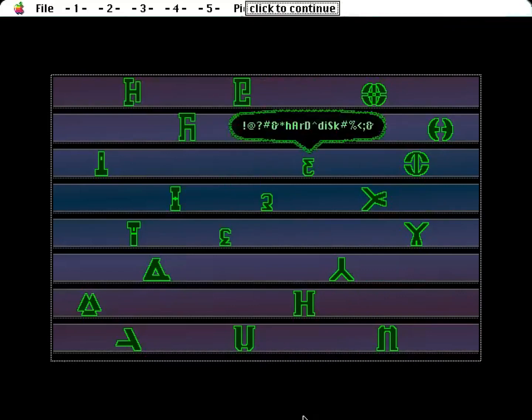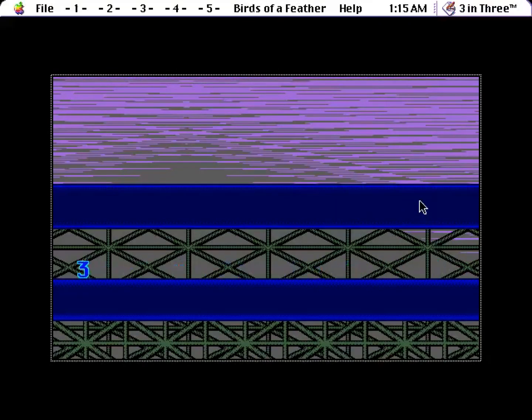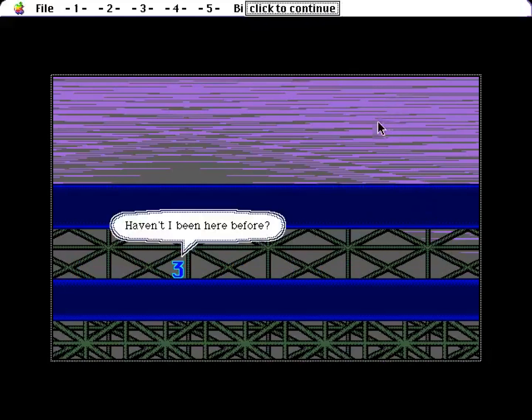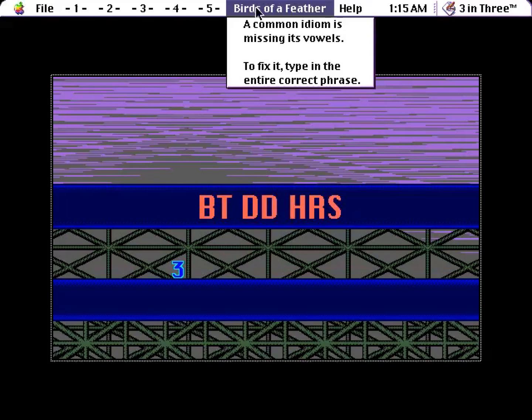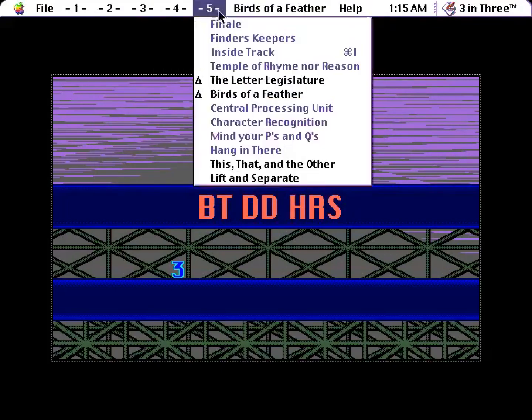Oh boy. Hard disk. That's the payoff. Oh, and this keeps going. Haven't I been here before? Yeah, so this is another one of the vowels. Birds of a feather, and I think that's where it ends.